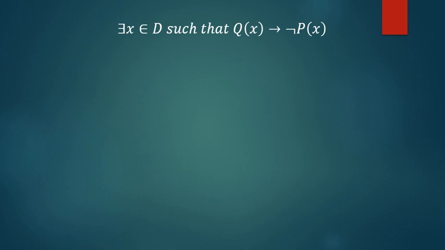All right, so let's see if you came up with the correct answer. The negative of this quantified statement: you have an existential quantifier, so the negative will contain a universal quantifier. There will be a for all there. And then you have this conditional statement here: q of x implies not p of x.